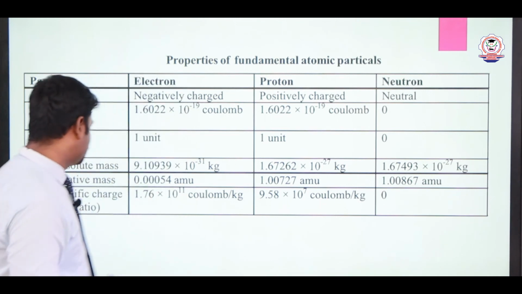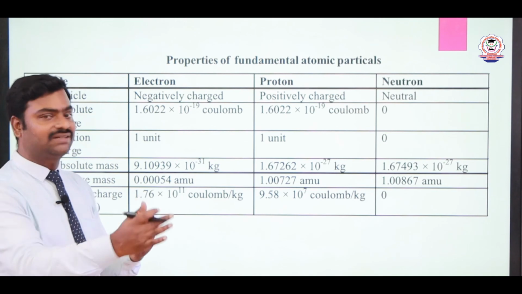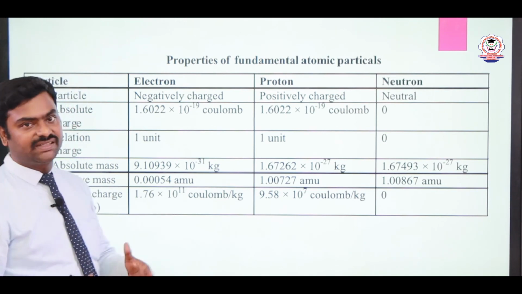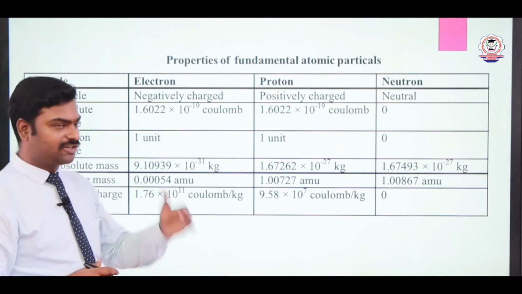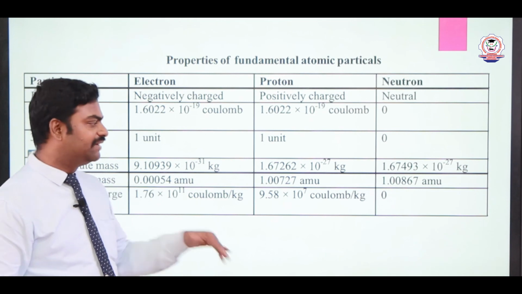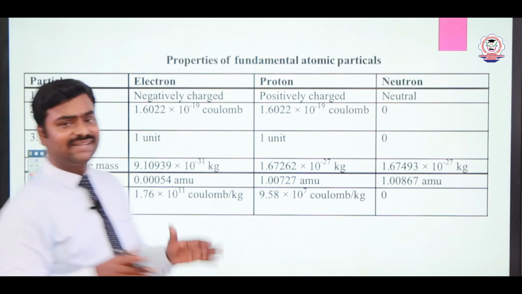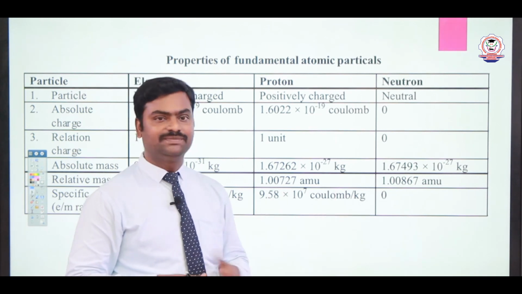So next, students, the specific charge. The specific charge of electron is in coulomb per kilogram, that is 1.76 × 10^11 coulomb per kilogram for electron, whereas proton carries 9.58 × 10^7 coulomb per kilogram. That is nothing but the e/m ratio, the e/m ratio of electron as well as proton.